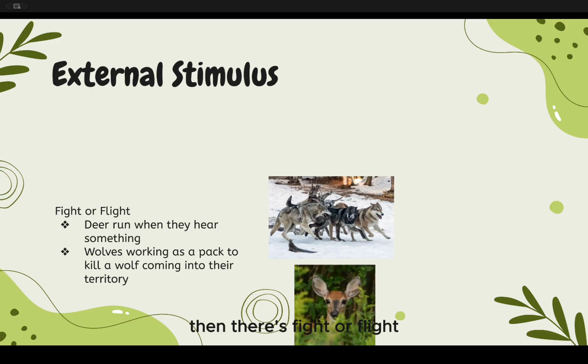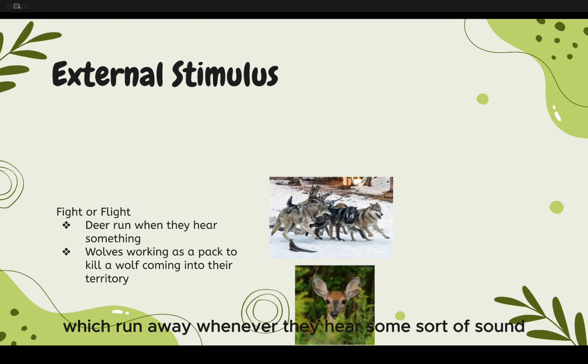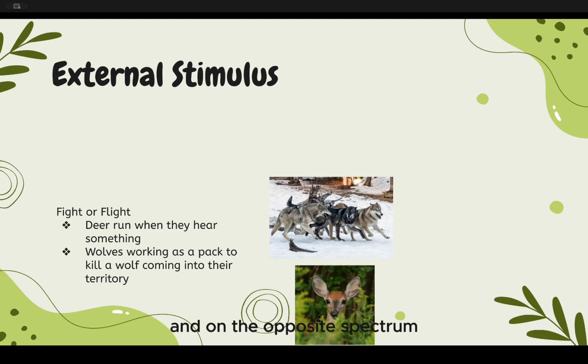Then there's fight or flight. This is an immediate reaction or an instinct that a species has when they feel threatened. For example, there's deer, which run away whenever they hear some sort of sound. And on the opposite spectrum, there's wolves, which will hunt in packs to kill any sort of animal or wolf that comes into their territory. So those are two very opposite examples of fight or flight.